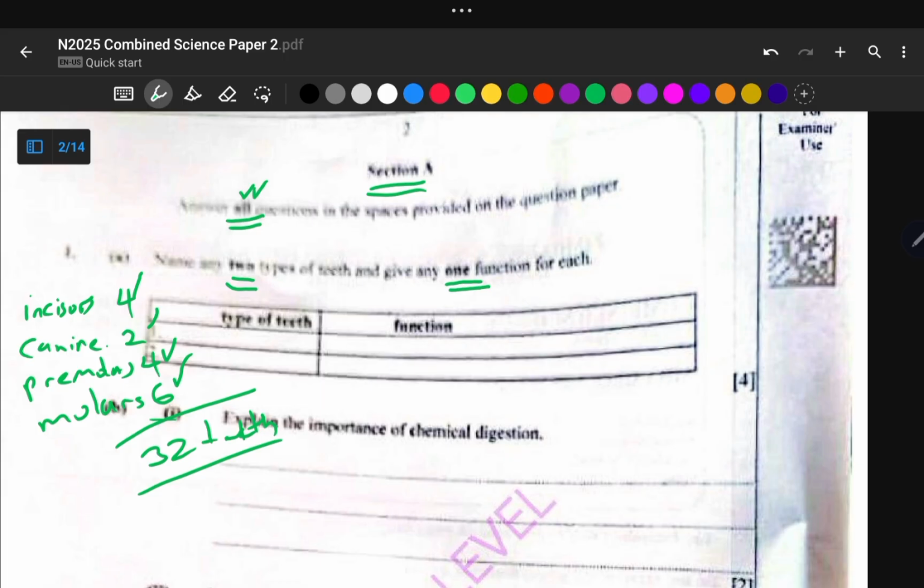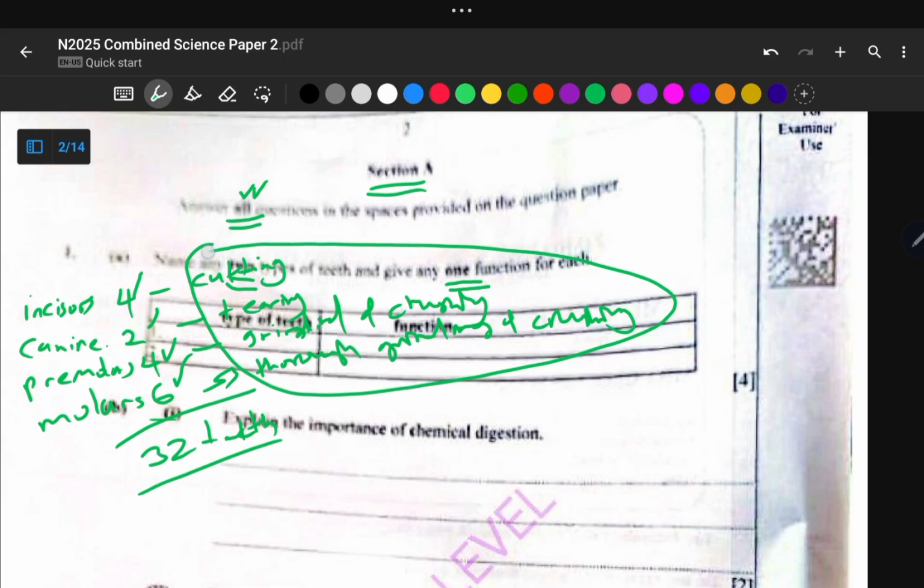And then we are required to give the function. So the function of the incisor is the cutting of food, right? And then the function of the canine is for tearing soft food. And then for premolar is grinding and crushing. And then lastly we have the molars. The function of the molar is the thorough grinding and crushing of food, right? So these are the general functions of the teeth, right?